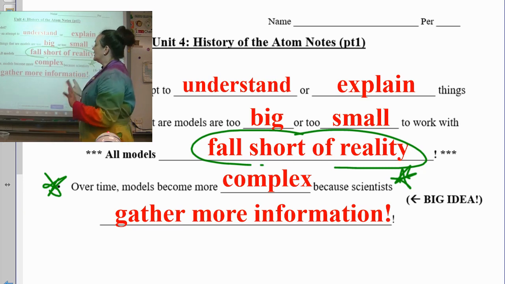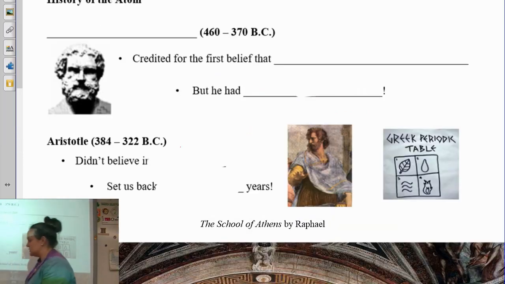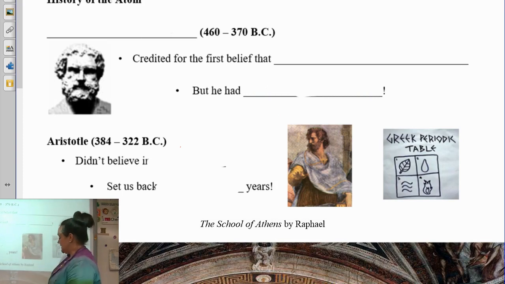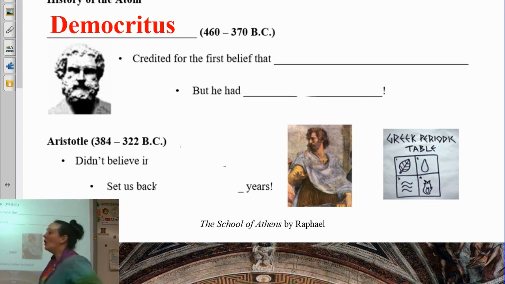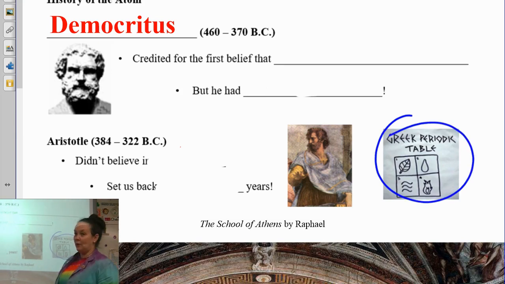All right. So let's go to the first person who is accredited with the idea of atoms. The first guy you see here, his name is Democritus. So we're going all the way back to the Greek times. He worked around 370 BC. At this point in time, everybody thought that there were only 4 elements: earth, wind, fire, water, and that was it.